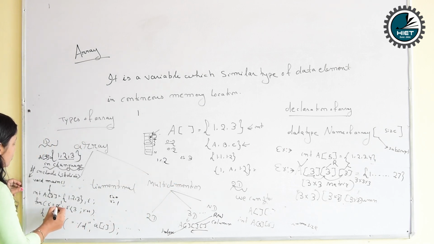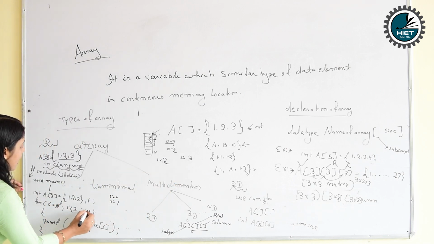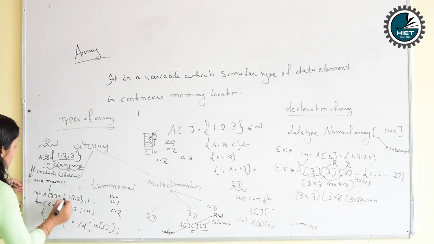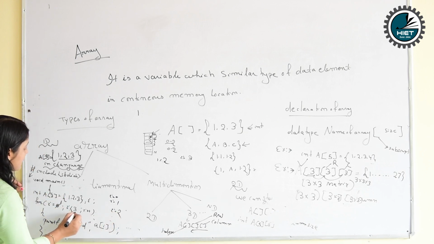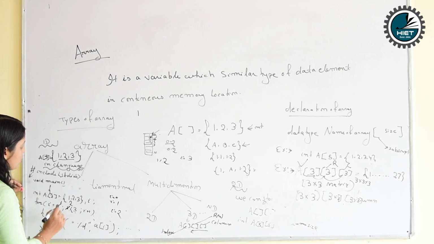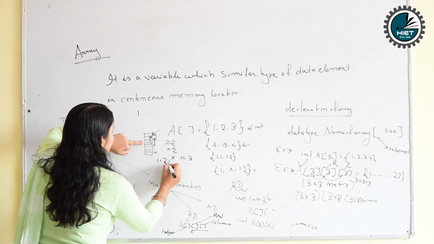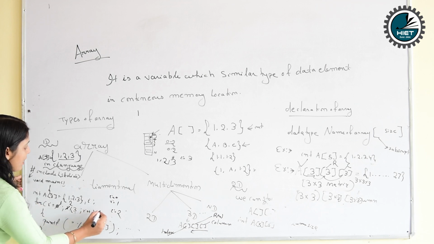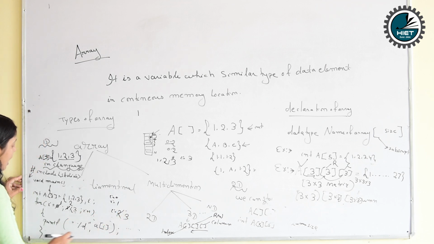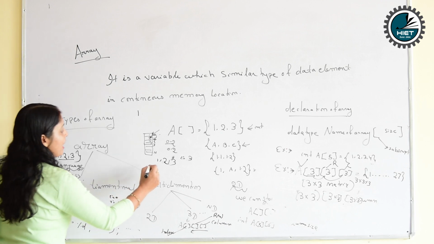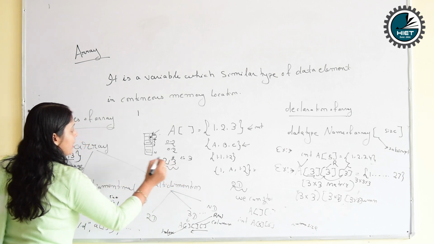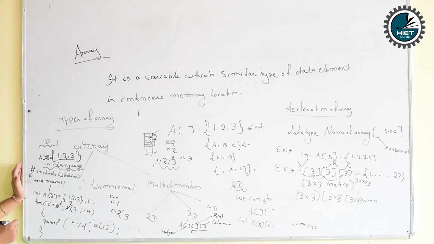Then it checks I is less than 3. Yes, now my I value is 2. 2 is less than 3. Yes, again it prints the value, that is 3. Now my I value is incremented to 3. Now again it goes to the loop and checks is the value less than 3? No, that's why it comes out from the loop and my output will print 1 to 3. This is my one-dimensional array.